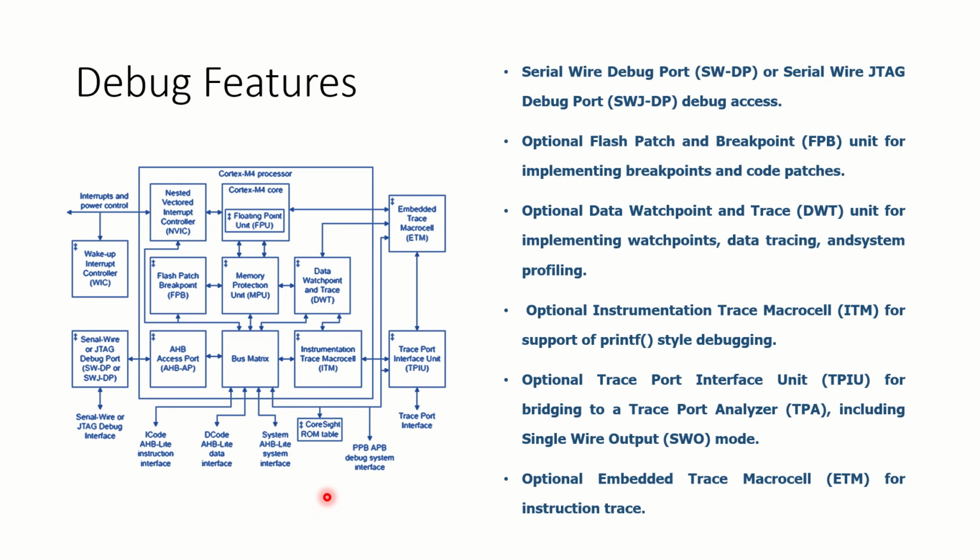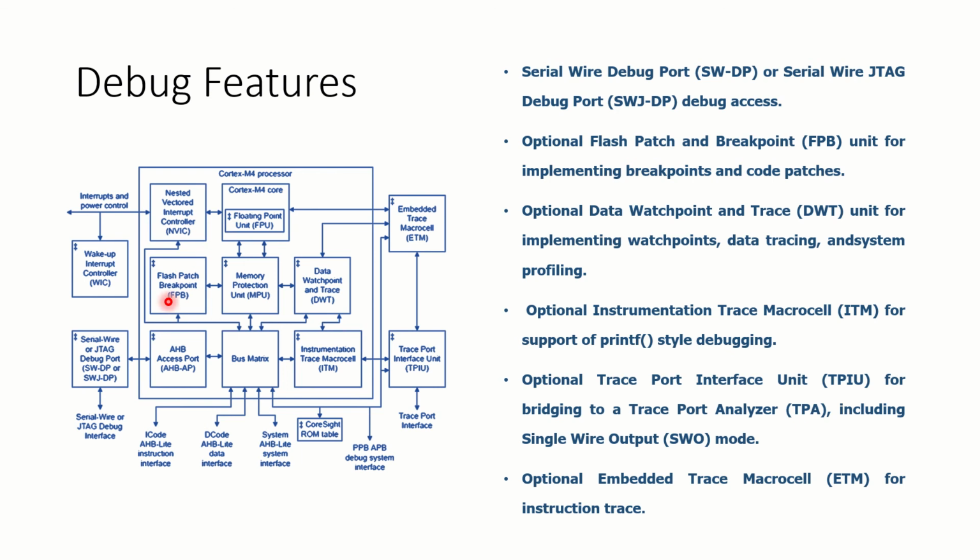The debug features, right? This is very, very important, and I request your kind attention here, because this is one thing that I see as the major difference between the previous versions. Whatever difference we have seen all this time with respect to architectural features are okay, but this one is really, really amazing, and they have given a lot of support for debugging, and we are going to see that one by one. Serial wire debug port, SWDP we call it. You can see that here, the serial wire debug port or JTAG based port is there. This is for debugging. The serial wire or JTAG debug port is always called SWDP or SWJDP.